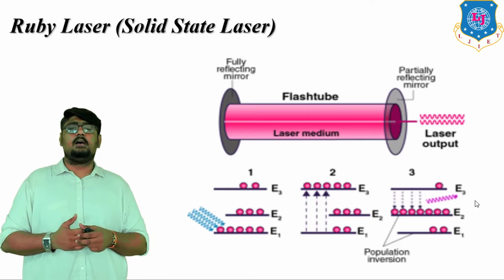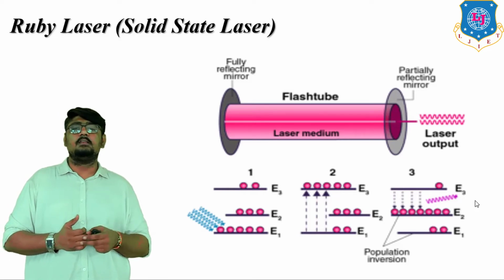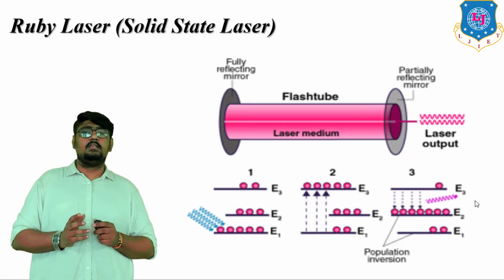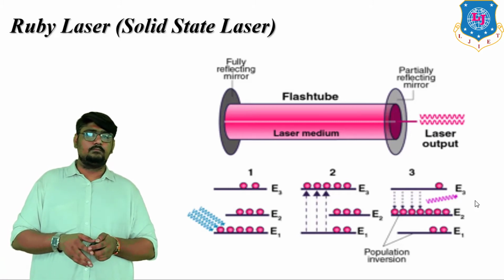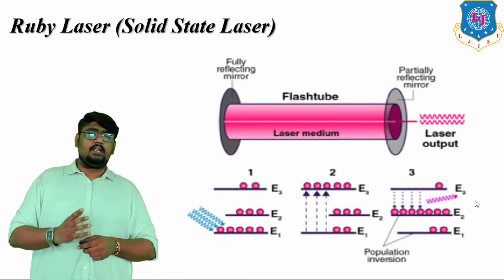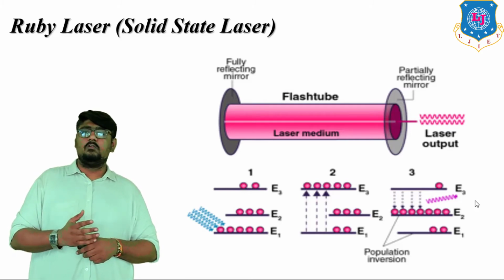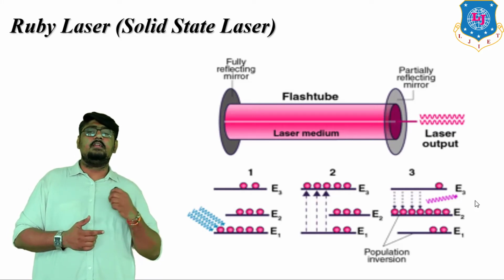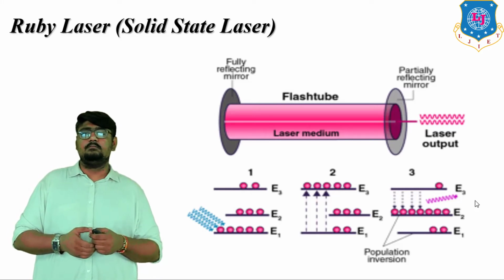The ruby laser is a high-power pulsed laser in the visible range, but the efficiency of the laser is very low. Okay. So that is one advantage, that it is highly powerful, but on the other hand it has a disadvantage, that its efficiency is very low.